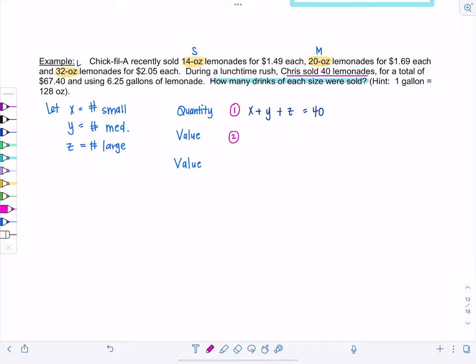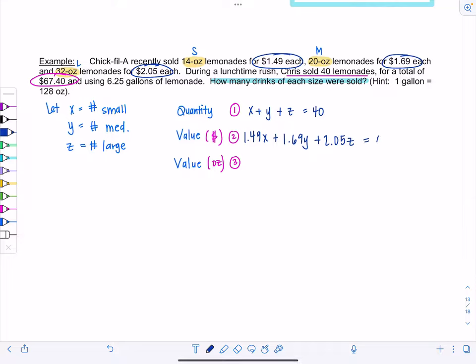Now, for value, we have two different kinds of value. We have total monetary value, and we're also going to talk about the amount of fluid ounces of lemonade. It's sort of a quantity, but not really, because each of them has a certain amount of ounces assigned to them. For the second equation, looking at the money, each small, each X, sells for $1.49. Each medium, each Y, goes for $1.69. And each Z, each large, goes for $2.05. And this brought in $67.40.